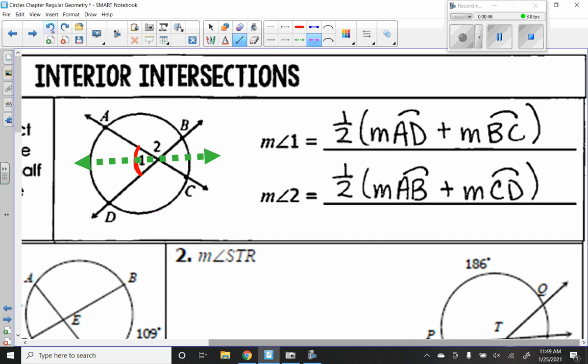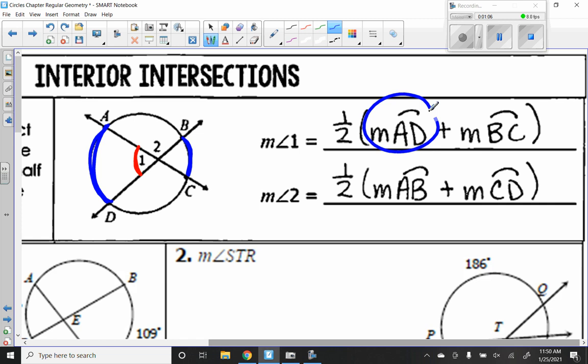So if you want to find angle 1, which is pointing left or right, angle 1 will be associated with the arcs on the left and the right. So how do you find angle 1? You're going to add arc AD and arc BC, the ones I just outlined in blue, add them together and divide by 2. Or this means to take half. That's how you find angle 1.